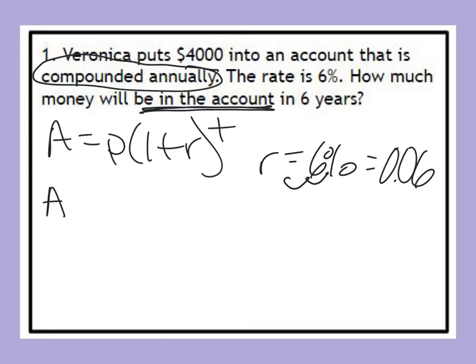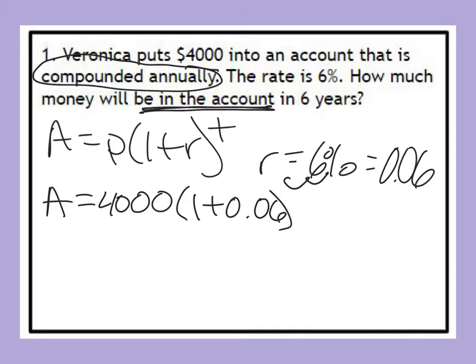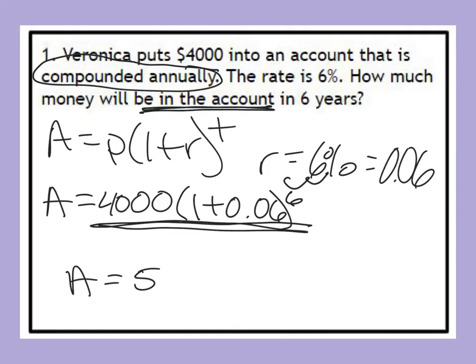So then I'm going to go ahead and write A equals, my principal is $4,000, that's the money amount that goes originally into the account, 1 plus my rate, which I found is 0.06, to the time power, which is 6. And then when you put that in the calculator, you're going to want to put this part right here into the calculator. And then when you solve for amount, you should get 5,674.08, or 8 cents.